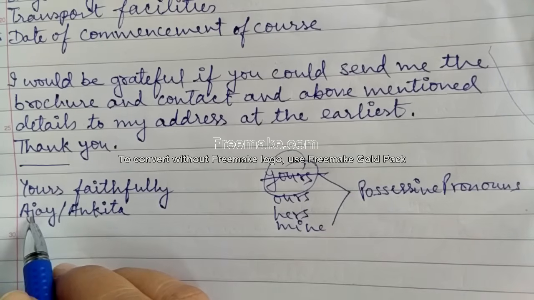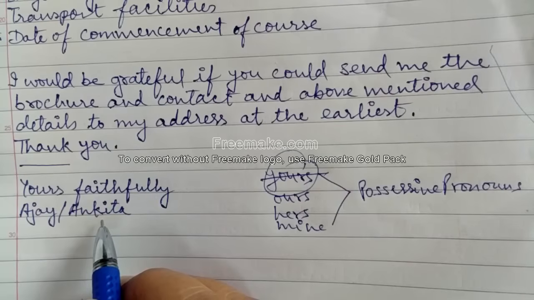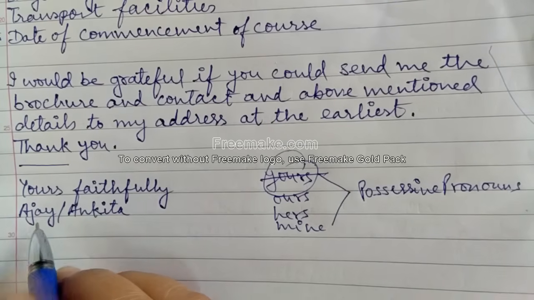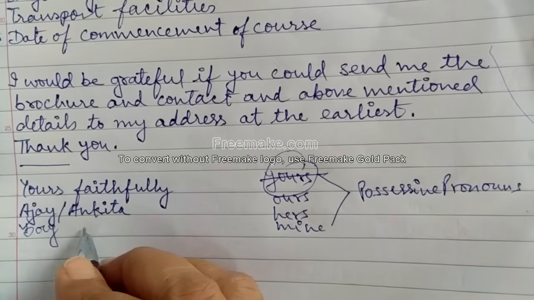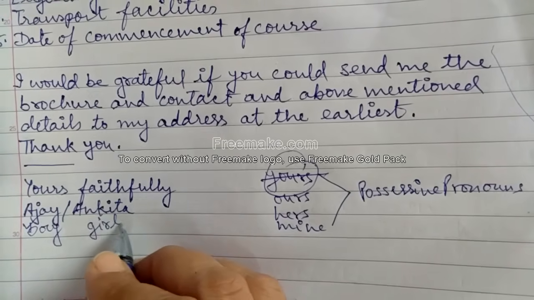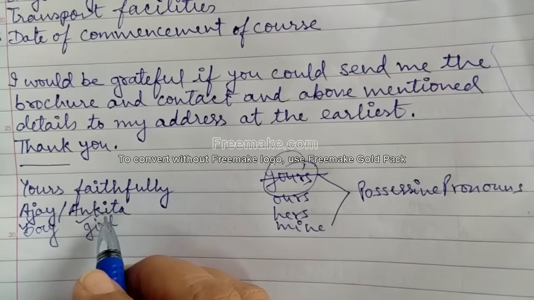After that, write down the name of the writer, Ajay or Ankita. Any one name you should write. If you are a boy, you should write Ajay. If you are a girl, write Ankita. Don't write both the names. That will be wrong. I hope you have understood.